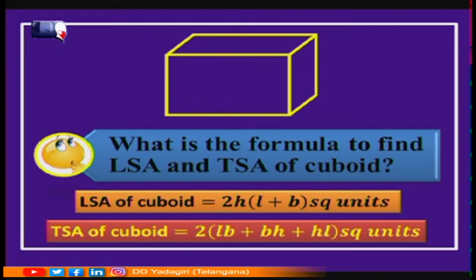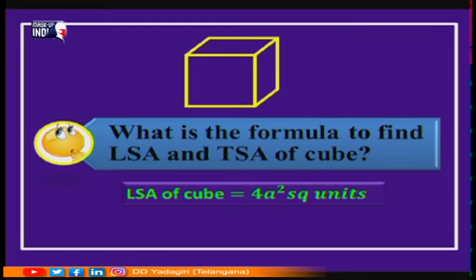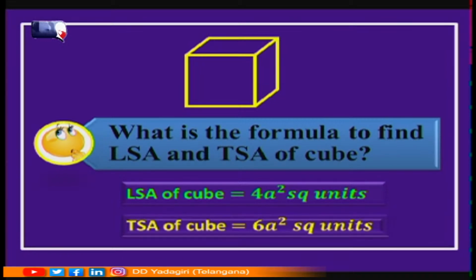That is right, children. Now, can you tell me the formula to find the LSA and TSA of a cube? You are right once again. LSA of a cube is given by 4a square units, whereas TSA of a cube is given by 6a square units, where a is the measure of the edge of the cube.